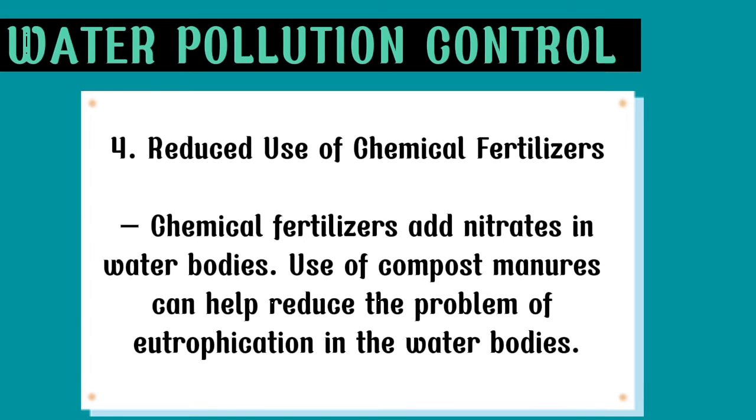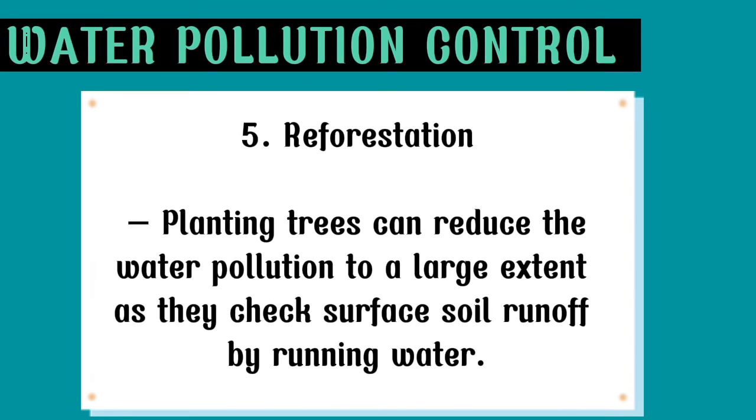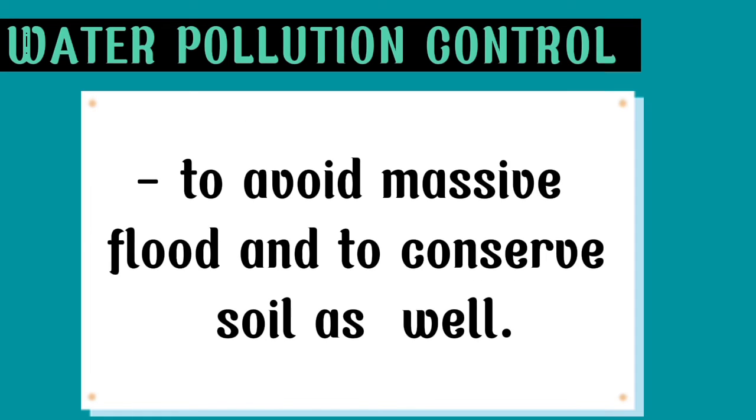Reduce use of chemical fertilizer. We should not use chemical fertilizers because chemical fertilizers add nitrates in water bodies. So, we use compost manures instead. Next, reforestation. Planting trees can reduce the water pollution to a large extent as they check surface soil runoff by running water. So we should plant more trees.